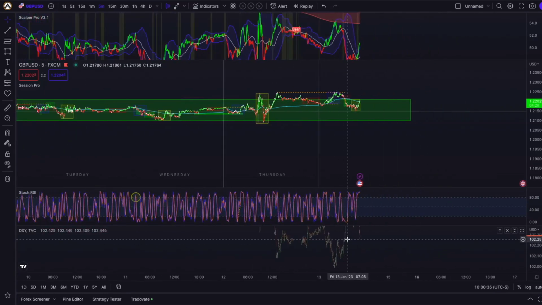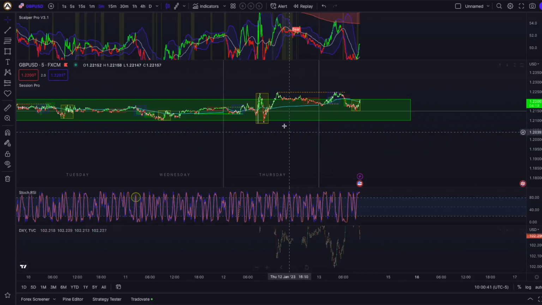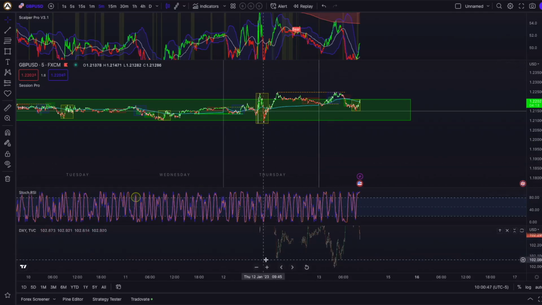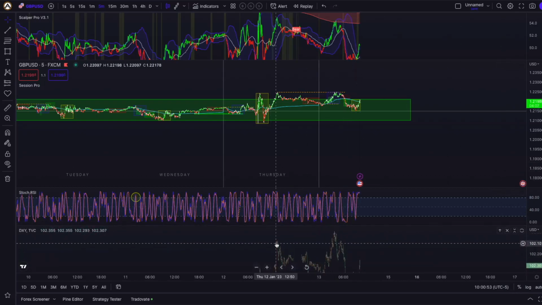So what I just see right here is that we formed also a lower low on the DXY. We formed a higher high on the British pound US dollar chart. So there's no divergence right here. That's what it usually looks like if you don't invert your scale. But now you're actually able to compare highs with highs and lows with lows.